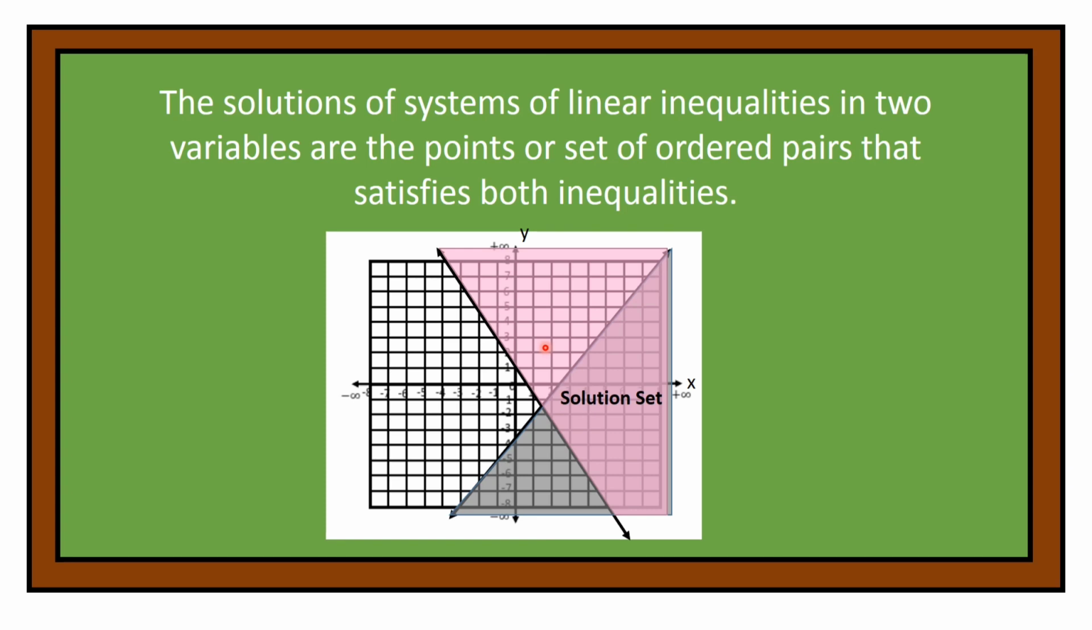Nag-overlap ang ating graph. So, nahati ang region into 4 parts. So, ito yung una, ito naman yung pangalawa, ito yung pangatlo, at ito yung pang-apat na region. So, ang solution set ng ating inequality ay yung part kung saan nag-overlap yung ating graph. So, yung part na merong pink na shade at meron ding gray na shade. So, ito yung solution set ng ating inequalities.